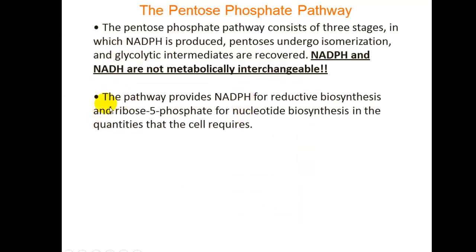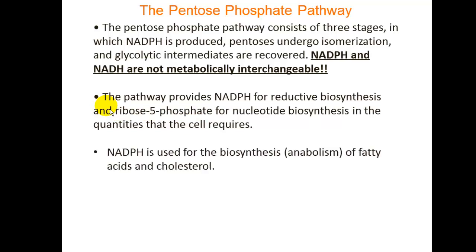Ribose 5-phosphate. So ribose 5-phosphate is a precursor to making DNA and RNA. In fact, nucleic acids do require a sugar besides a nitrogenous base and an inorganic phosphate. So ribose 5-phosphate fulfills 2 of those 3 requirements.